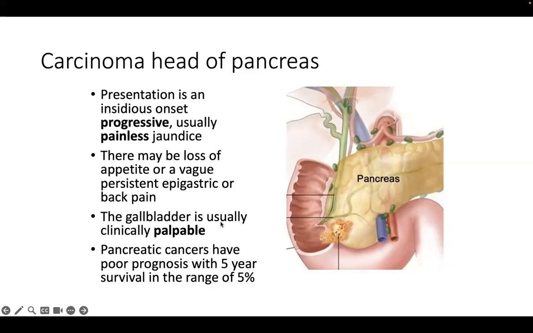The gallbladder is usually palpable in this case. So when it obstructs, that system, including the gallbladder, will get distended because the gallbladder is not fibrosed. Pancreatic cancer has a poor prognosis with a 5-year survival in the range of 5%. So these are all Dulanta sir statistics. These are fine to tell at the exam.